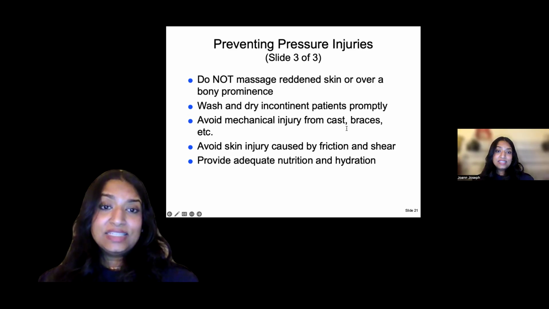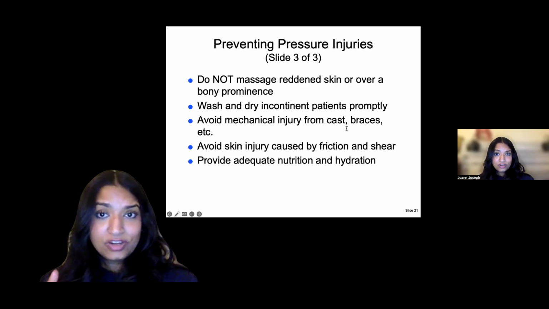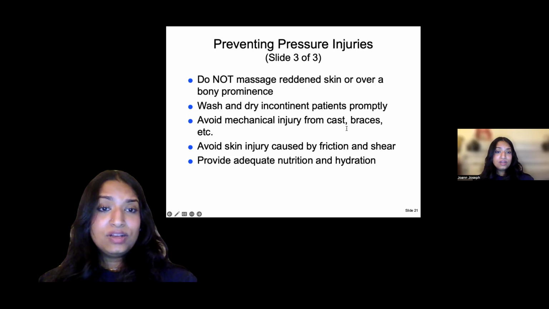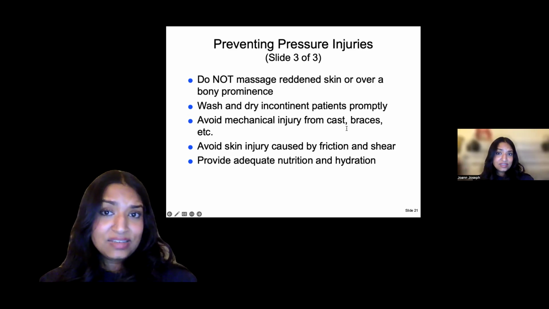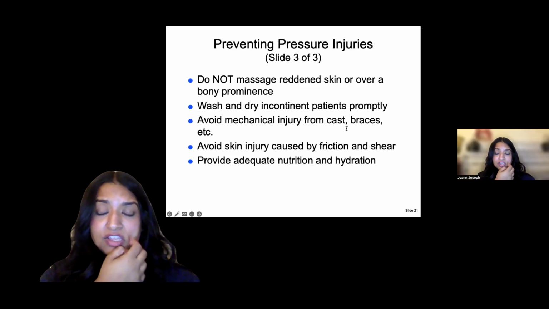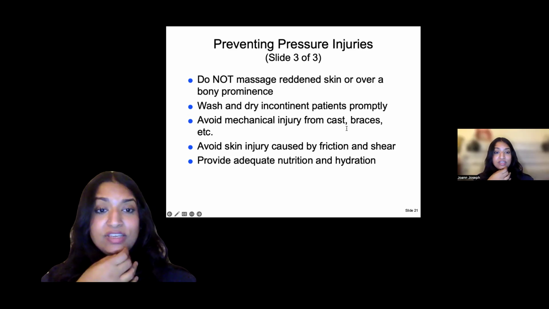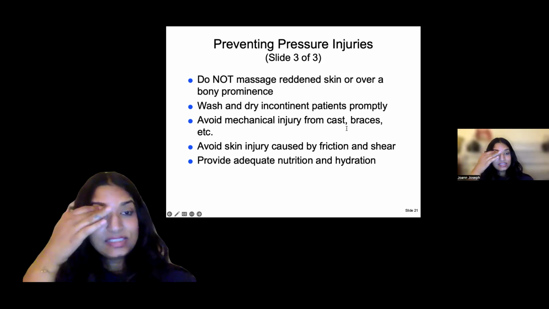Wash and dry incontinent patients fast. You never want to leave your patient wet. Number one, for nursing negligence, you should never do that. Number two, for patient dignity, you never do that. You would never want your family member or your child to ever just be left in a wet diaper. You want to, of course, make sure that you avoid any mechanical injury from a cast, brace, stuff like that, and avoid skin injury caused by friction and shear from sheets, etc.